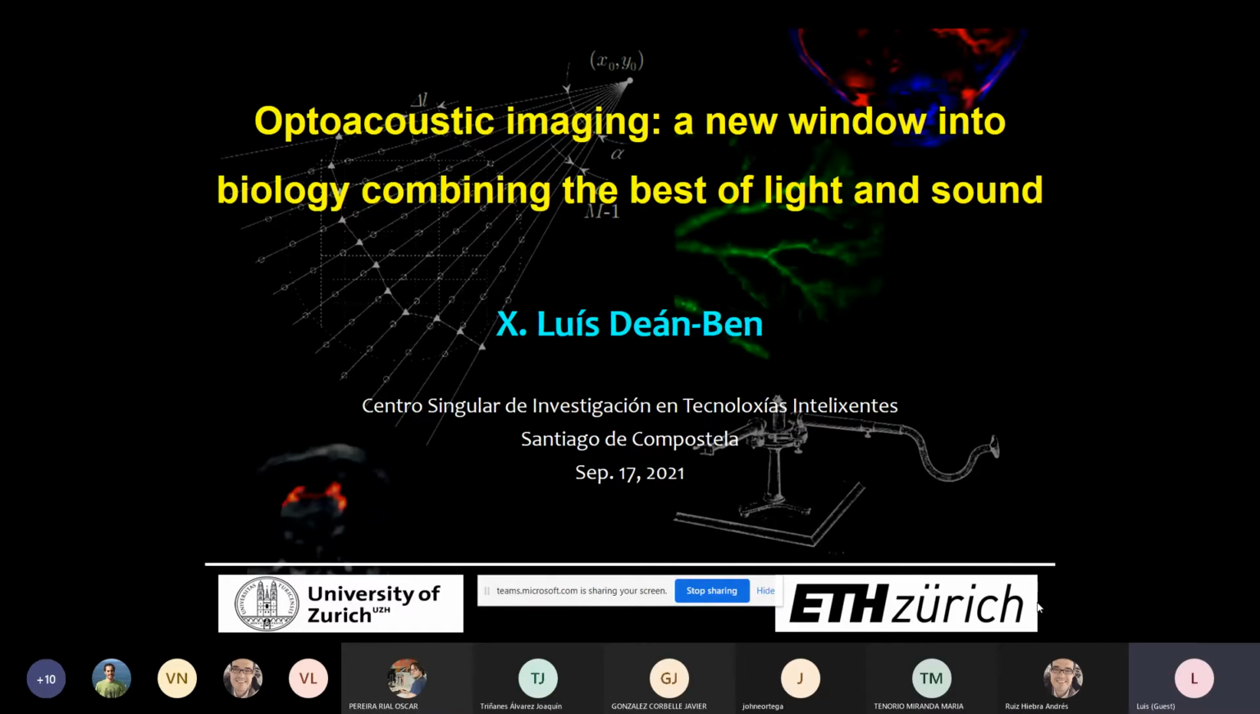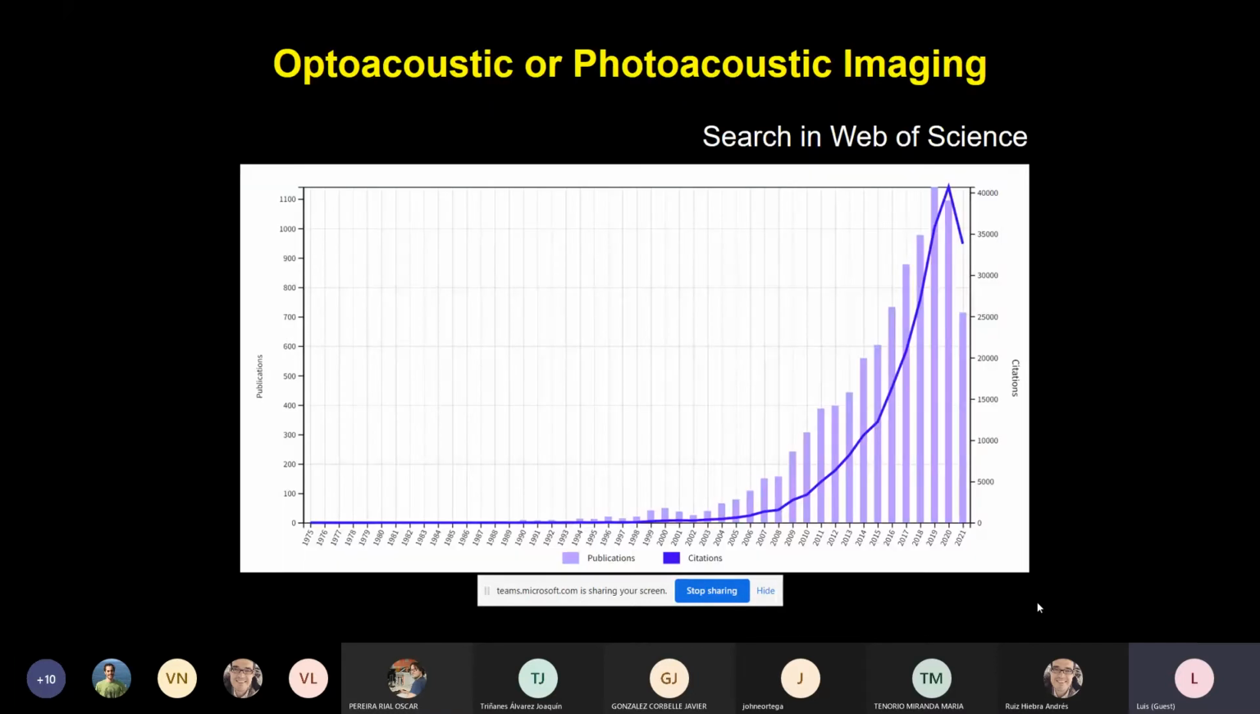So it's about optoacoustic imaging. It's a new imaging modality that is very advantageous, and I'll try to convince you that it's very nice to do research on it. So probably most of you haven't heard about this technique in your life.